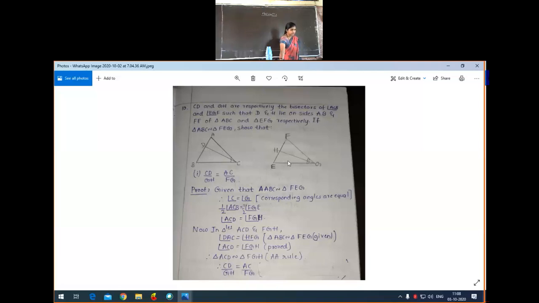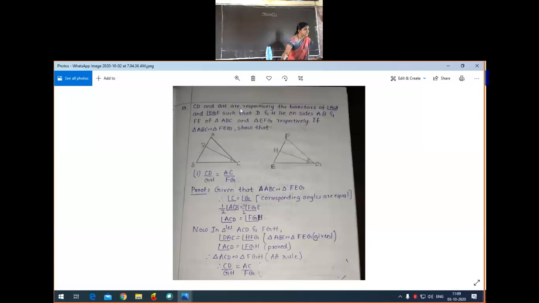Open your textbook, okay? So next, in the third part we have triangle DCA. This triangle DCA is similar to this triangle HGF. In total, we have to prove 3 parts in this problem. First, let us try to understand the question properly. What is given in the problem?